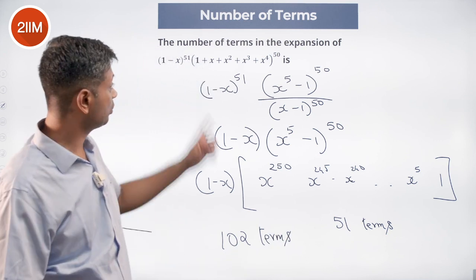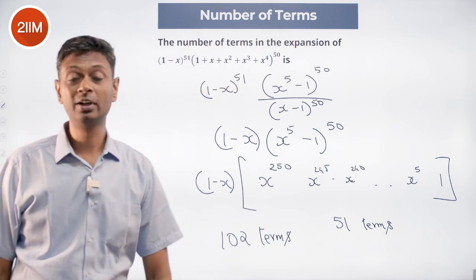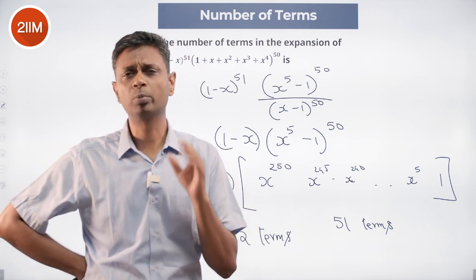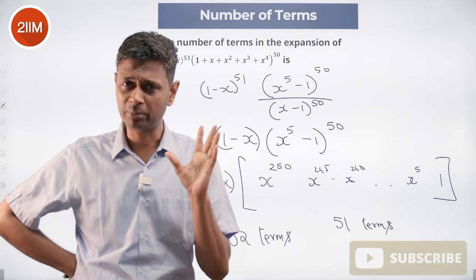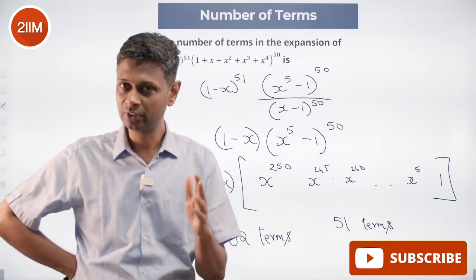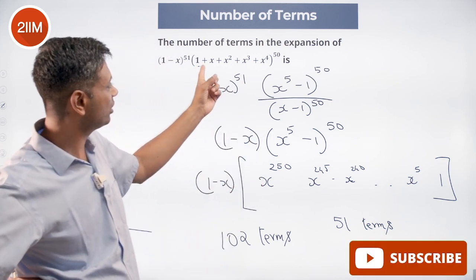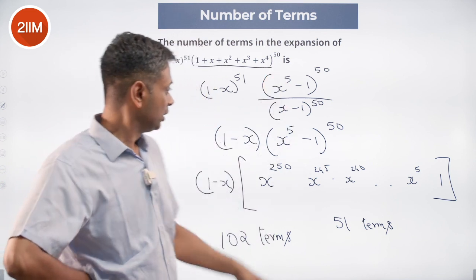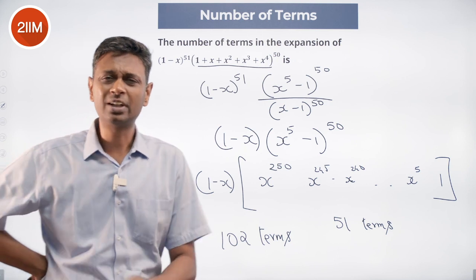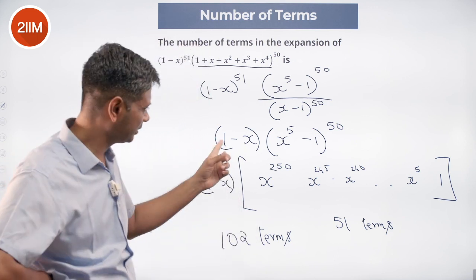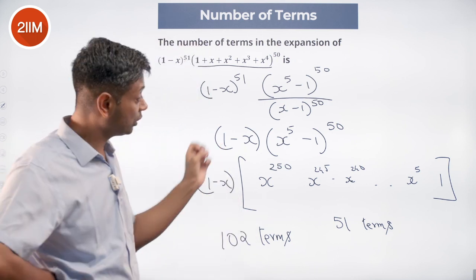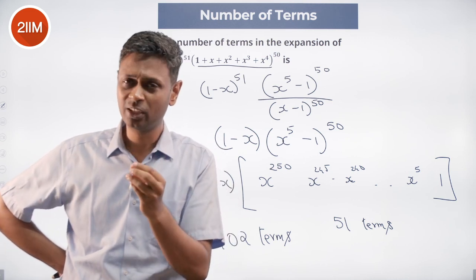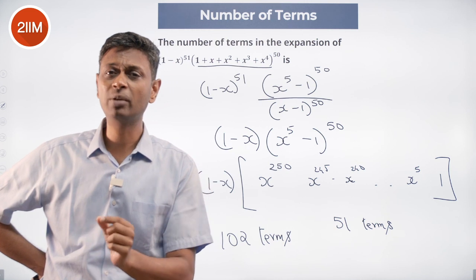Just knowing that 1 plus x square plus x cube plus x power 4 can be thought of as x power 5 minus 1 by x minus 1, super useful. Or 1 minus x power 5 by 1 minus x, super useful. And so if you can think of this as x power 5 minus 1 by x minus 1, this question just gets unlocked. This expansion we know that it will have 51 terms. This has 2 terms. 2 into 51 is 102. It's not always 102, it doesn't always work like that because a bunch of terms can have the same coefficient.